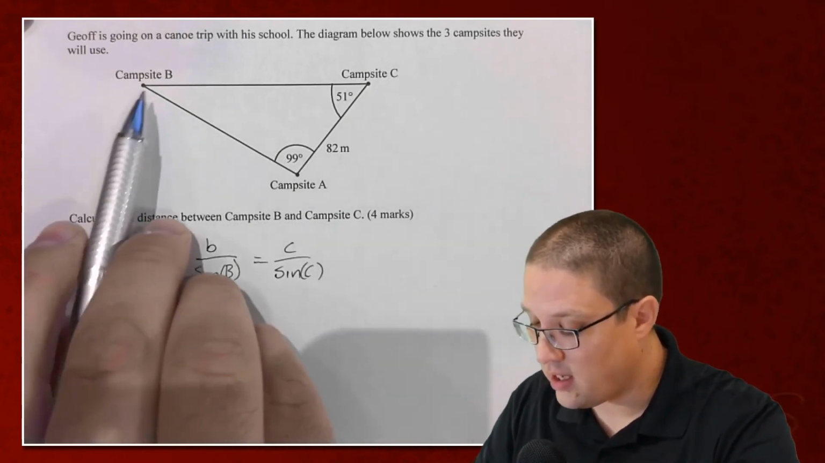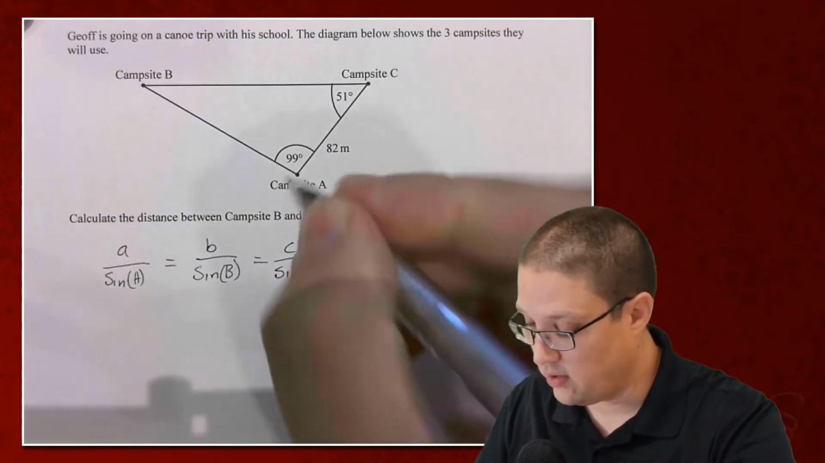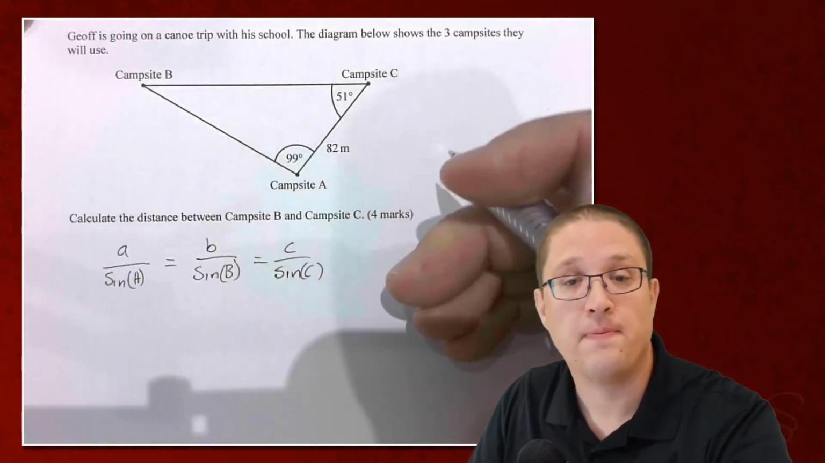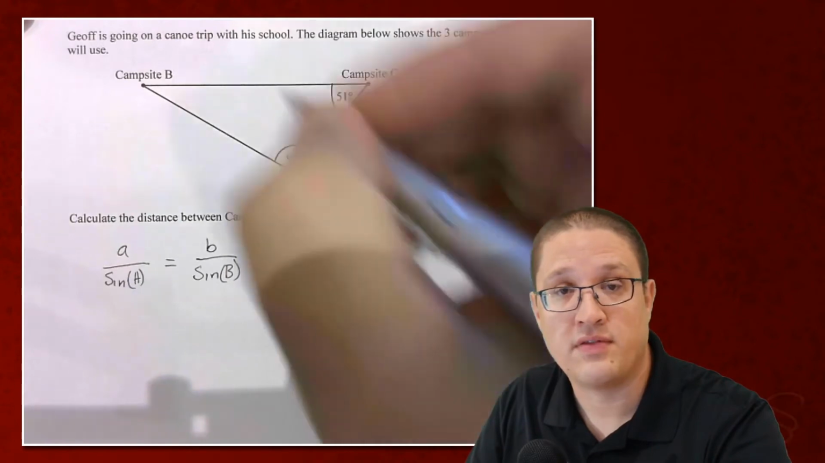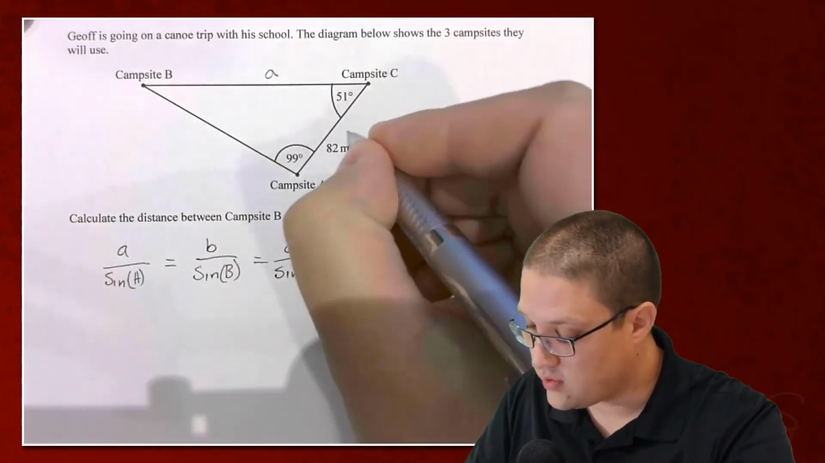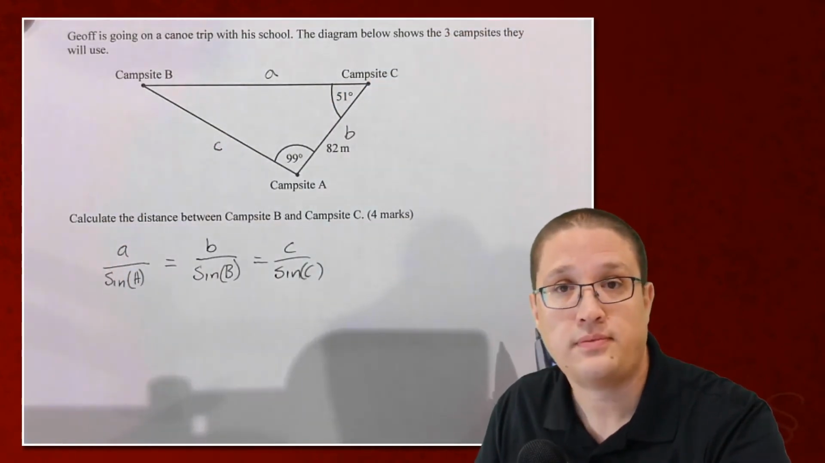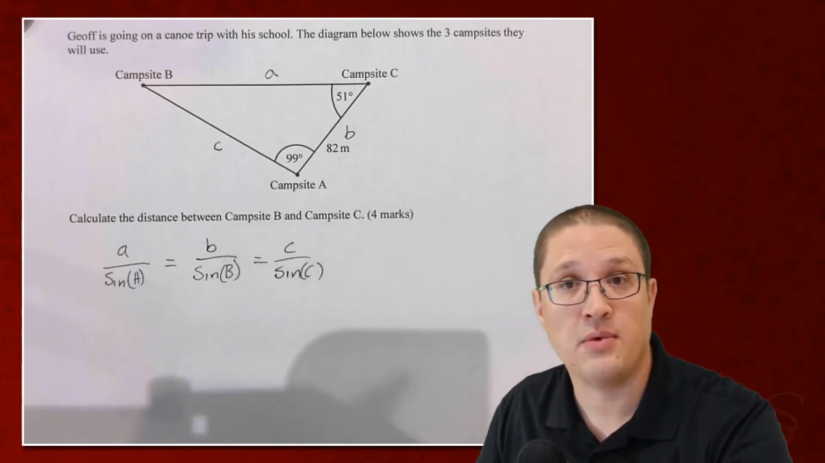In this case, I have campsites A, B, and C here. These are going to be my angles. So this is angle A, this is angle B, this is angle C. Here, my sides are going to be the opposite from these angles. So this will be side a, lowercase a. This will be side b. This will be side c. The reason that we start by writing out our formula is because next I'm going to start substituting things in to see what I've got.